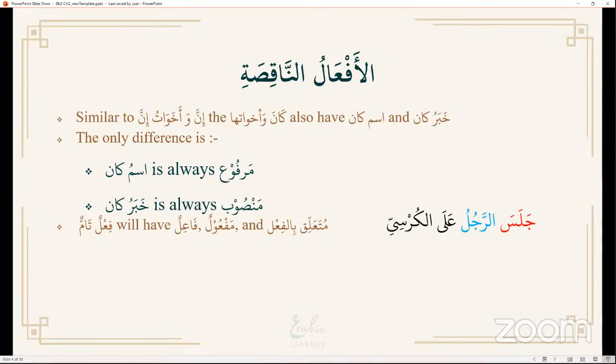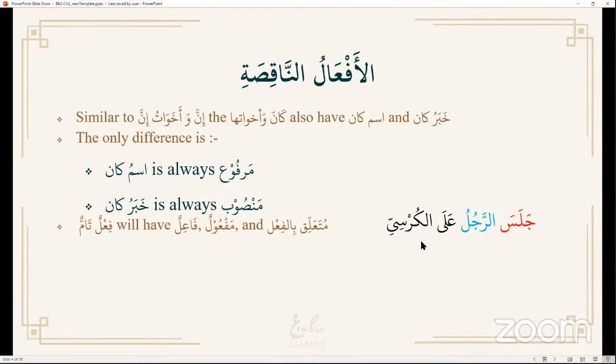So what do we look for whenever the sentence starts with fi'l? What do we call this sentence? Whenever the sentence starts with fi'l, what do we call that sentence? Jumla fi'liya. Yes. And whenever we are talking about jumla fi'liya, we are looking for fi'l, fa'il, maf'ul, or mutalik bil fi'l. Now in this case, fi'l is jalasa, fa'il is ar-rajulu, and ala al-kursi is mutalik bil fi'l.